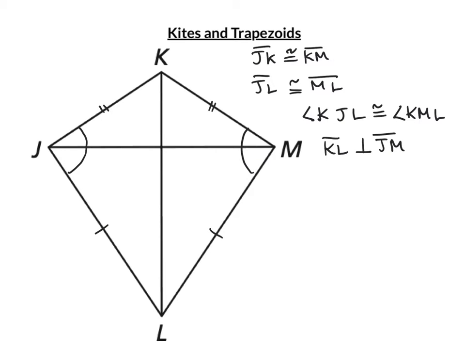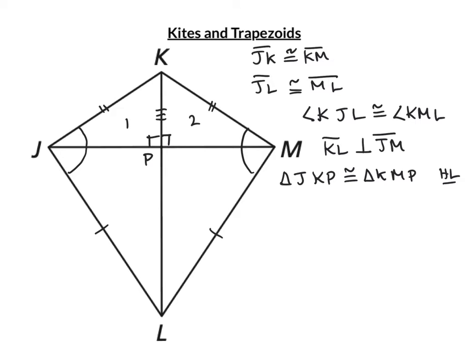Some things we need to observe about a kite. Let's put a point here, let's call it P. We know that triangle JKP is congruent to triangle KMP. The reason we know that is the diagonals are perpendicular. We already said that. They share a side. What we have then is hypotenuse leg. That's the HL theorem. So this triangle, call it triangle 1, and this one, triangle 2, are congruent.